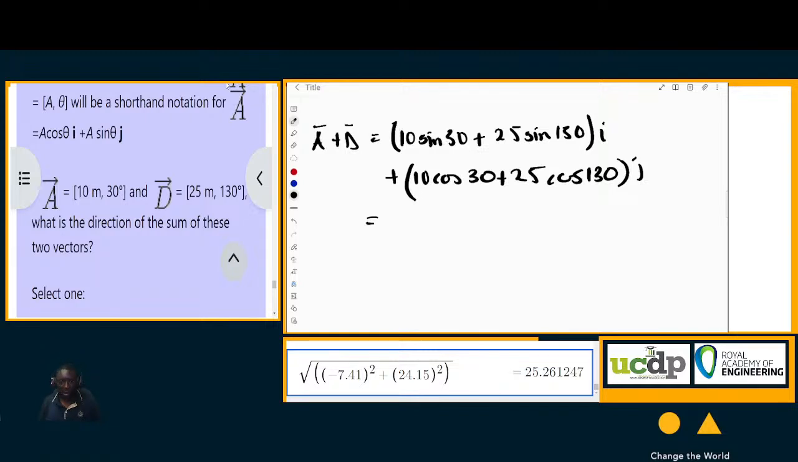Did I miss something here? 25 sine. So which one was your negative? Your x, did you say your x was negative? Oh, it should be cos. Yes, X was negative. Yes, you're right. So please take note, for I, it's always cos. Sine there and sine there. Sorry about that. So 10 cos 30 and 25 cos 130 minus 7.4 I.